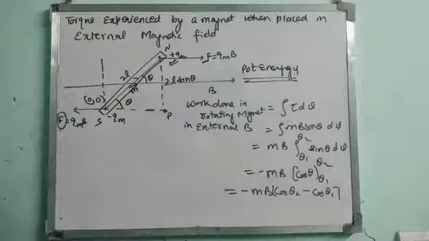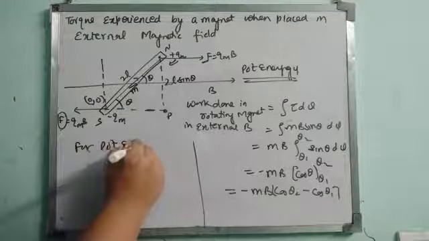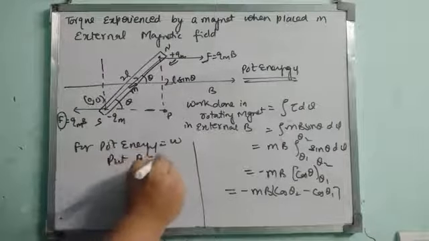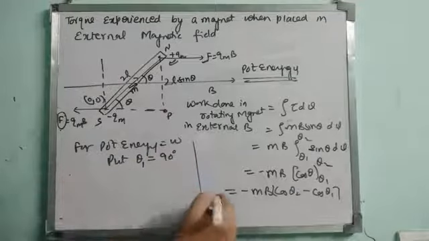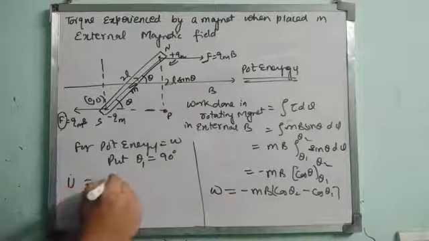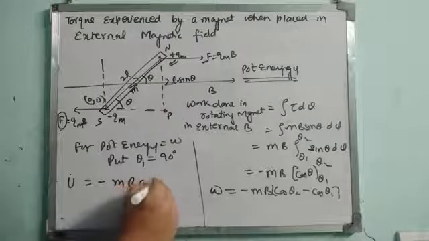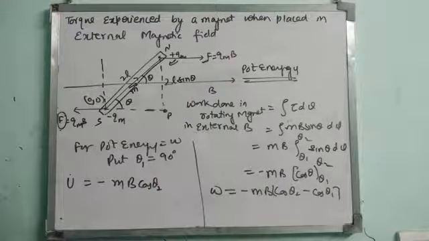For potential energy equal to work done, put theta 1 equal to 90 degrees. This implies this work done will become the potential energy, which is equal to minus mb cos theta 2. Theta 1 you have assumed as 90 and cos 90 becomes 0. Okay. Now why will theta 1 be 90?